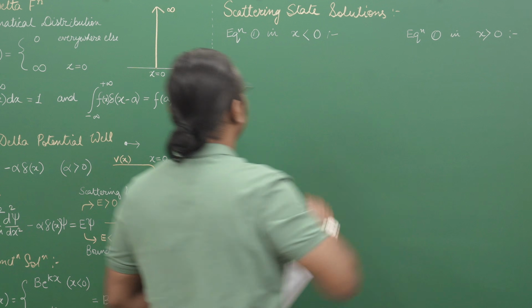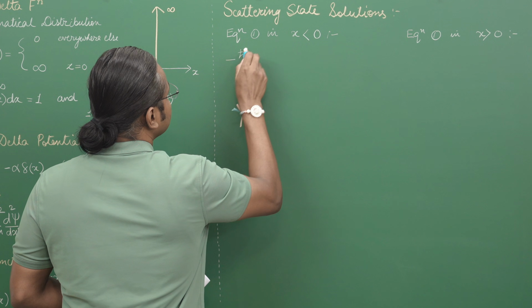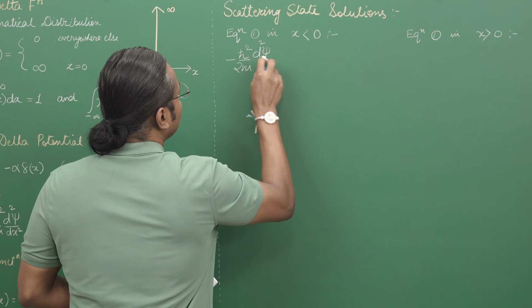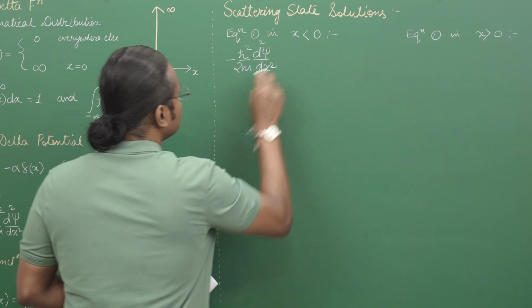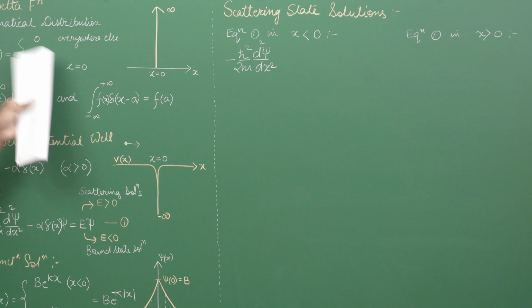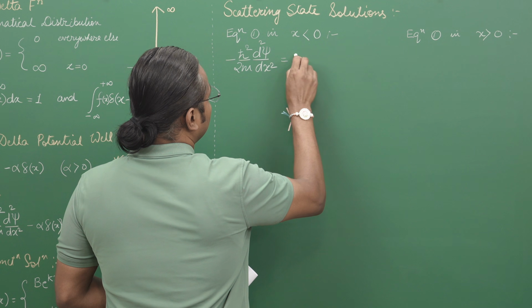And you would see that both the equations are essentially the same. So here you have minus h cross square upon 2m d2 psi upon dx2. What happens at x less than 0? The Dirac delta is 0 by definition. Therefore, I simply end up getting E psi.